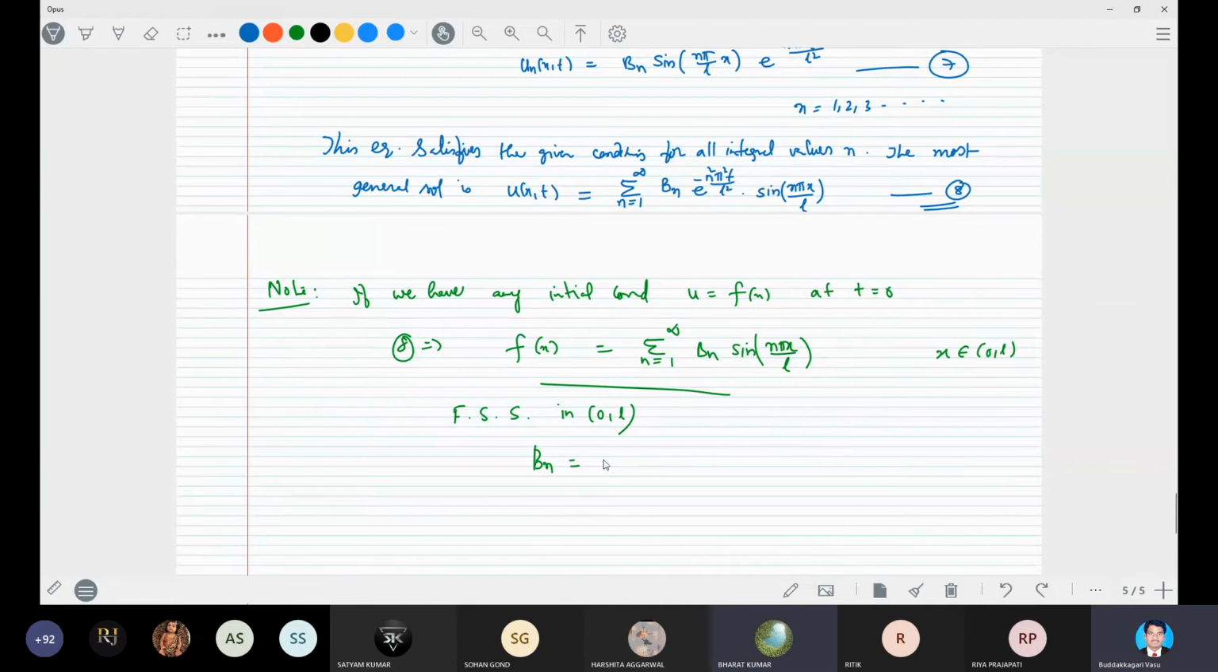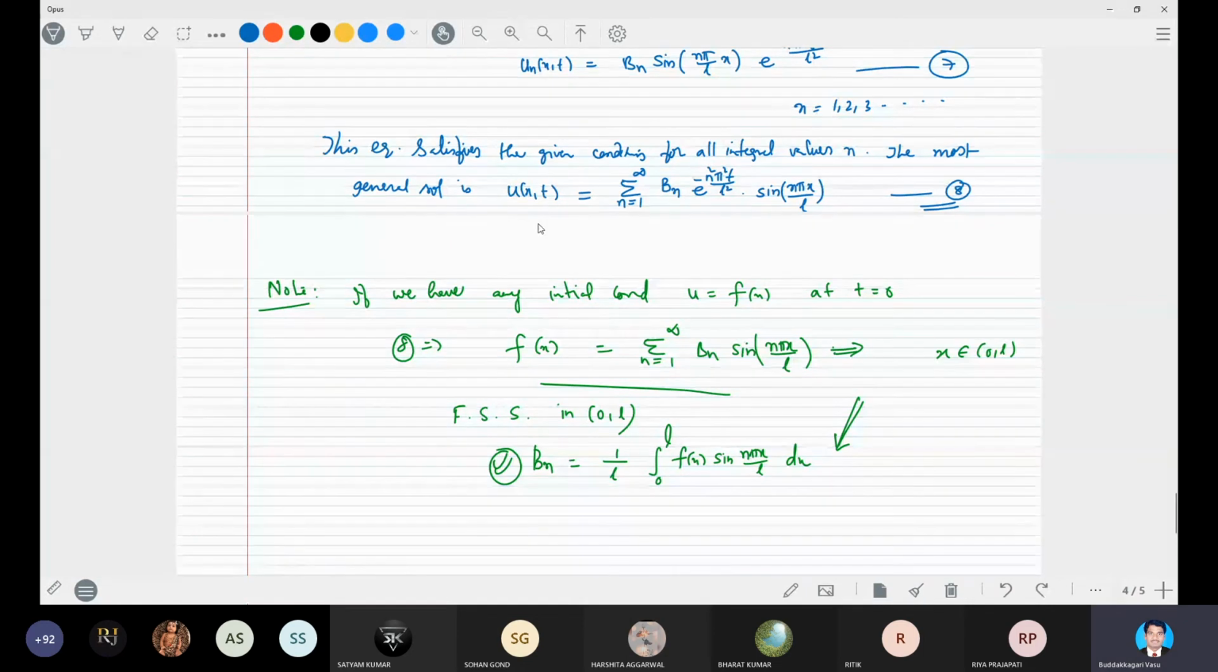Is equal to integration f of x sine n pi x by L, integral 0 to L. So likewise, we can find out this boundary condition Bn, and the solution is this with this condition. Okay? Are you getting it? Yes, sir. Because we don't have any initial condition, you keep the solution like this at the end.